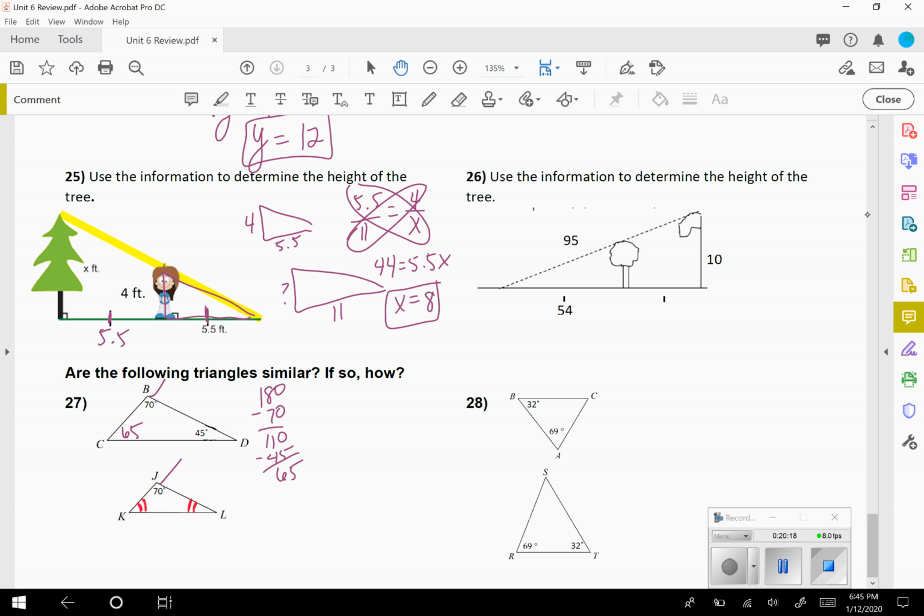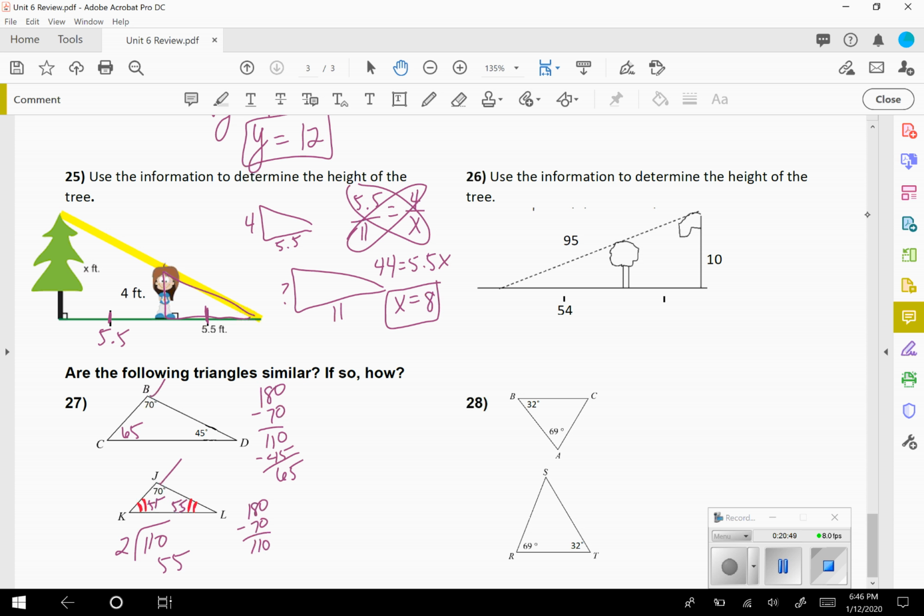Okay. Now the other key thing here on this one is this guy. You see these two marks? That means this is an isosceles. So you have to do 180 minus 70, which is 110. But since these are both equal, we have to take that 110 and divide it by 2. So we do 110 divided by 2, and you get 55. So each of these are 55.